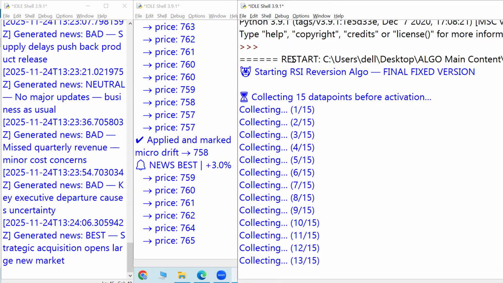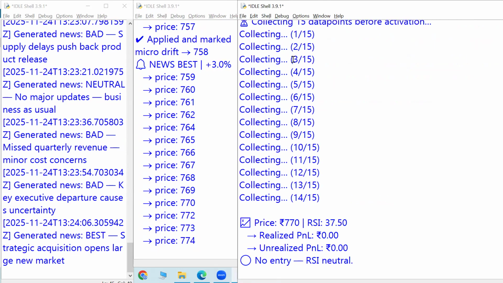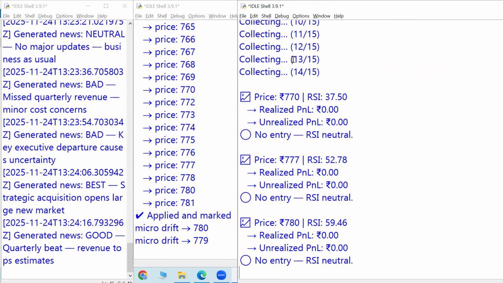See, the bad news, the good news has come. The RSI will be calculated based on this. 37 is the RSI. RSI is neutral. We are not going to trade anything. RSI is going up because the good news has come.